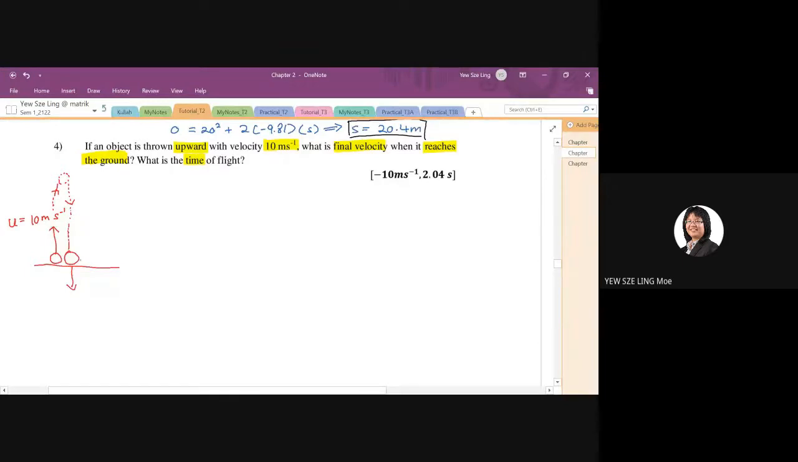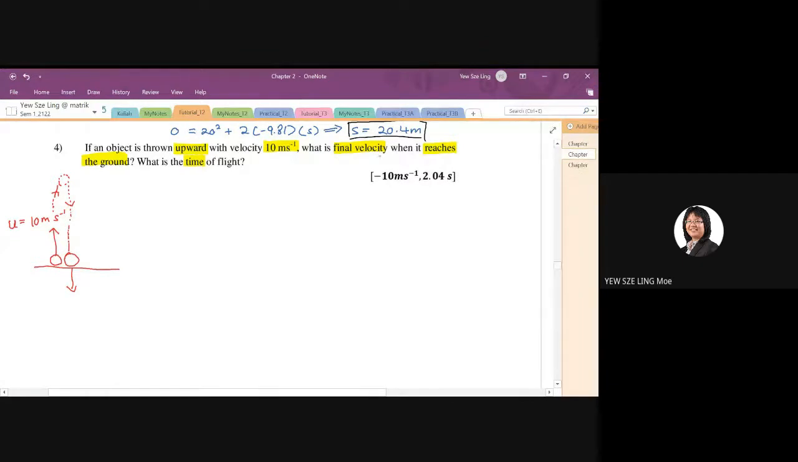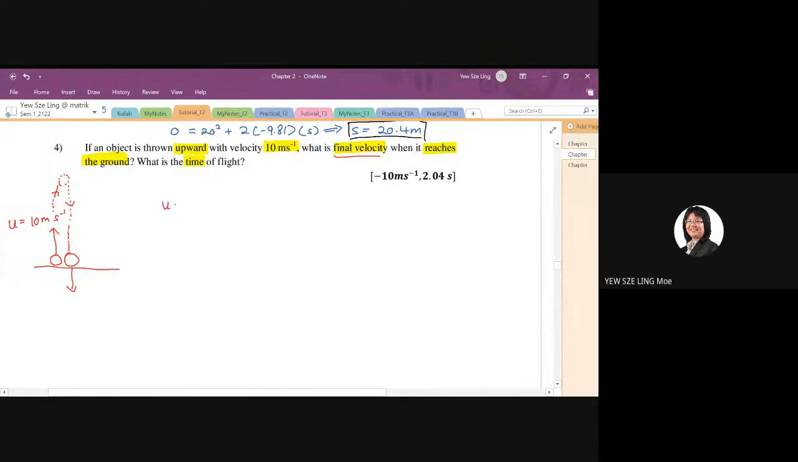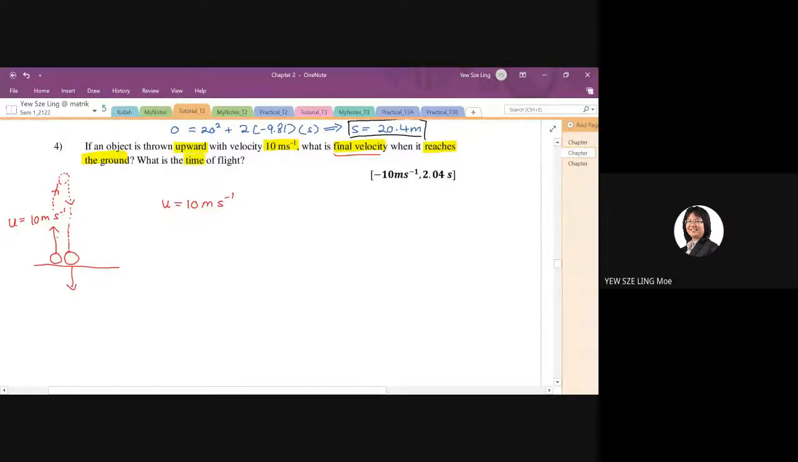So how are we going to solve this question? There are 2 methods. Let me show you the first method first: calculation. How are we going to know the final velocity? First, you can solve it by calculation. We are given u equals 10 meters per second. We know this object undergoes free fall motion. How do I know? Because the moment you throw something and it leaves your hand, it's moving without any external force, so we say the object undergoes free fall motion. When an object undergoes free fall motion, a is always equal to negative 9.81 m s^-2.